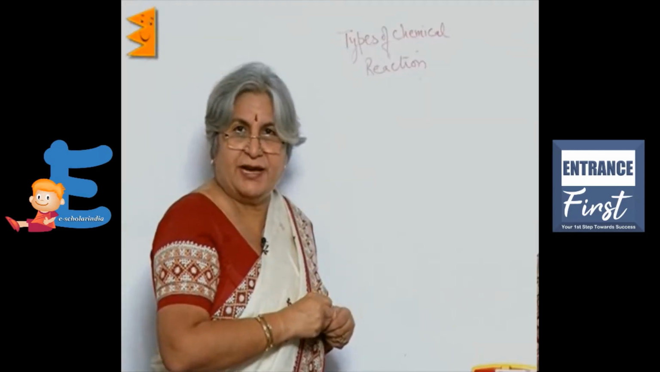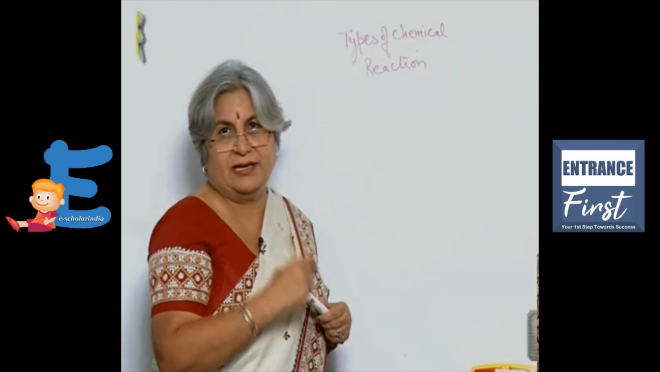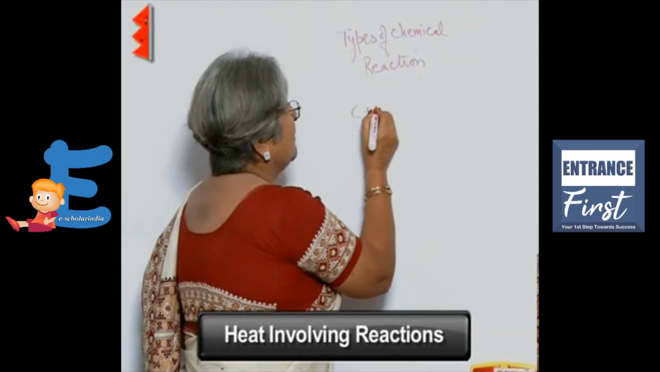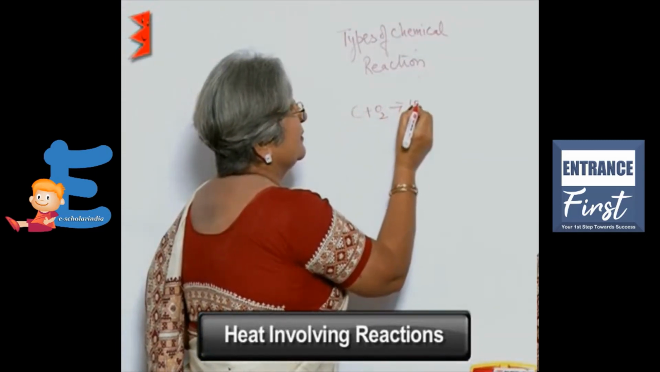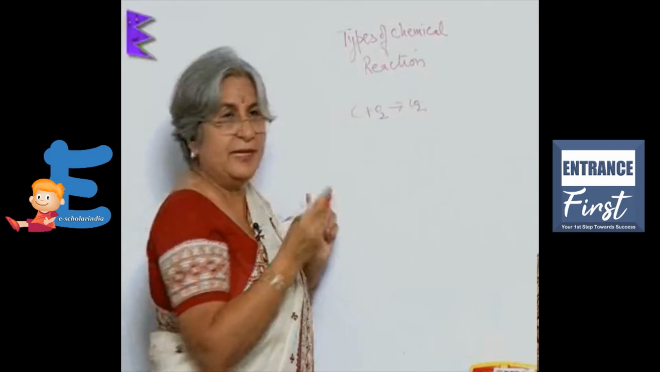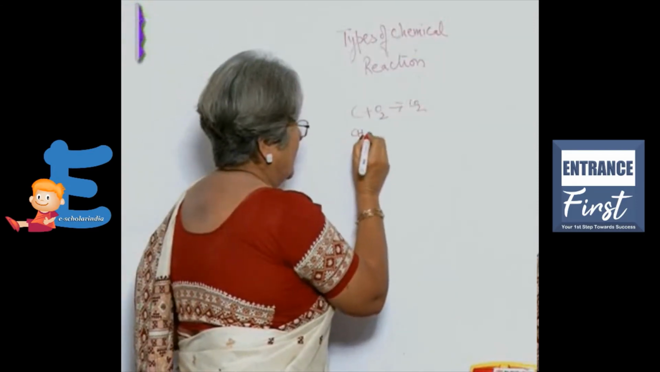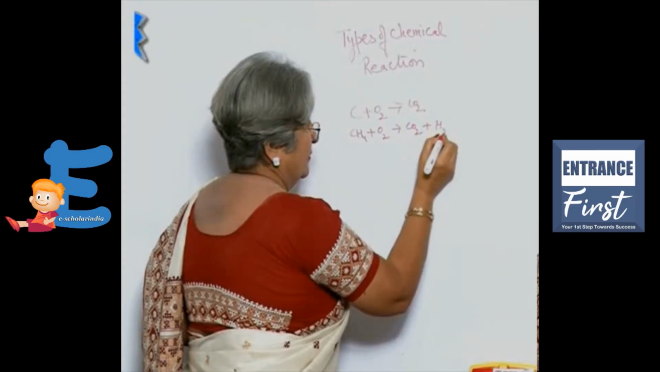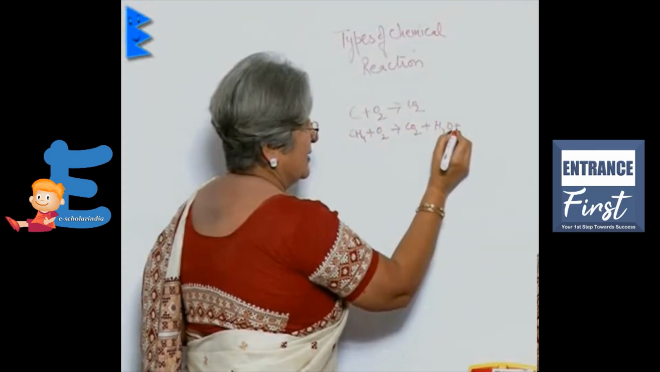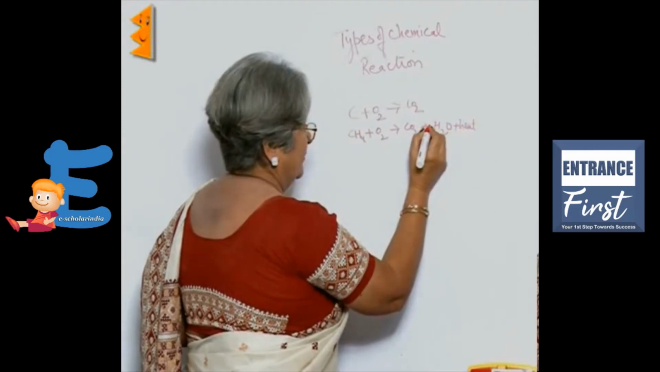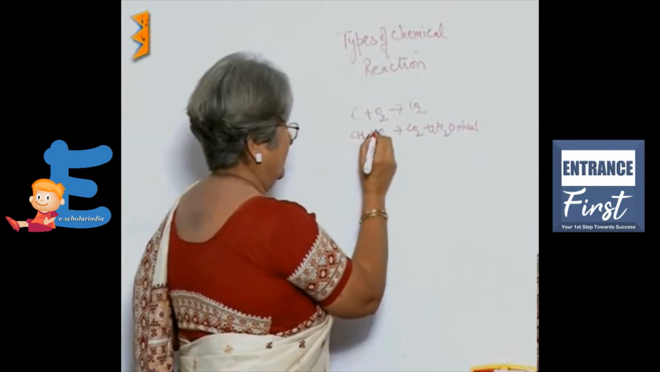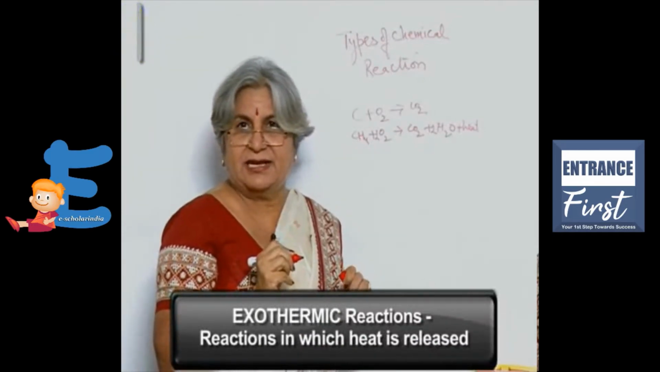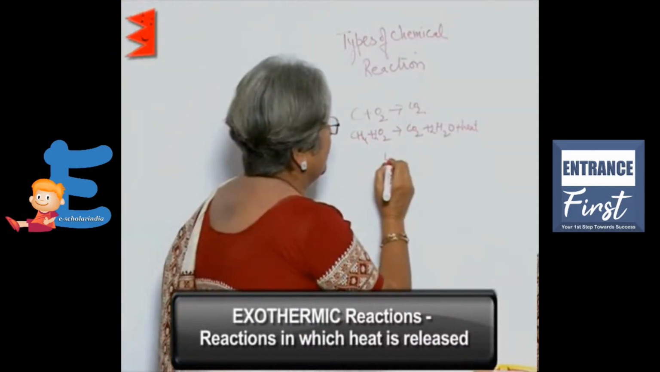In a combination reaction, sometimes heat is released. For example, if you burn carbon, heat is released. If you burn methane, then also heat is released, plus heat. These types of reactions in which heat is released are called exothermic.